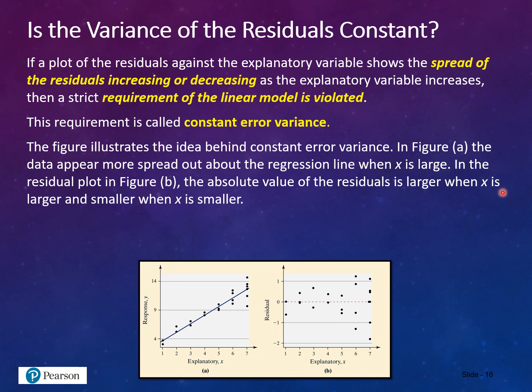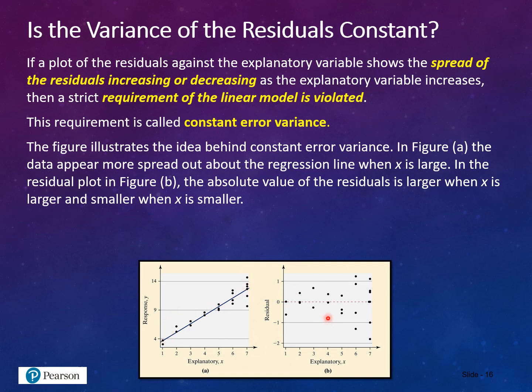The figure below illustrates the idea behind constant error variance. In figure A on the left, the data appears more spread out as the explanatory variable along the x-axis is increasing, specifically with x values larger. You can see the data points here at the far right of graph A are getting further apart than they are when we first started.